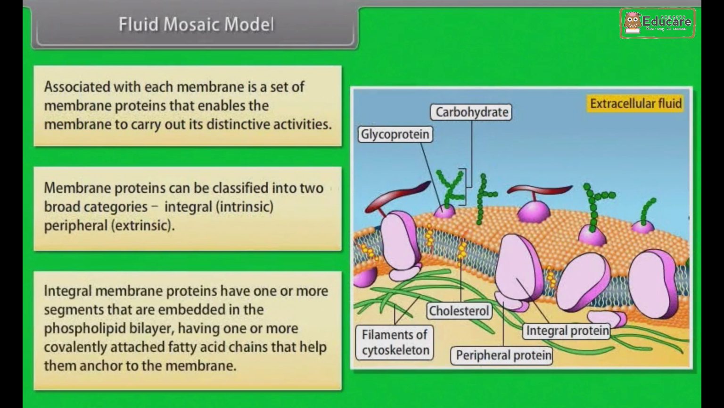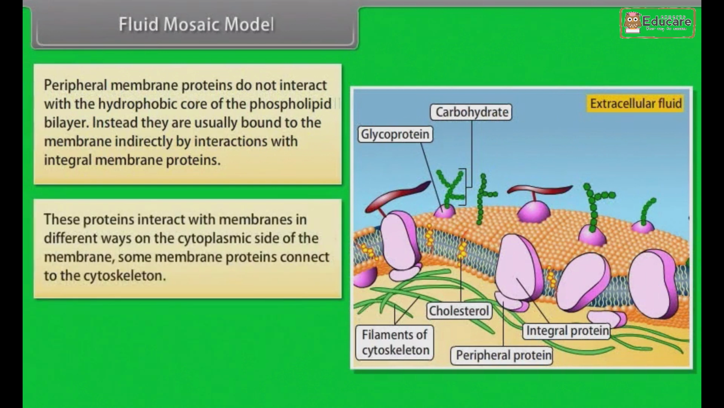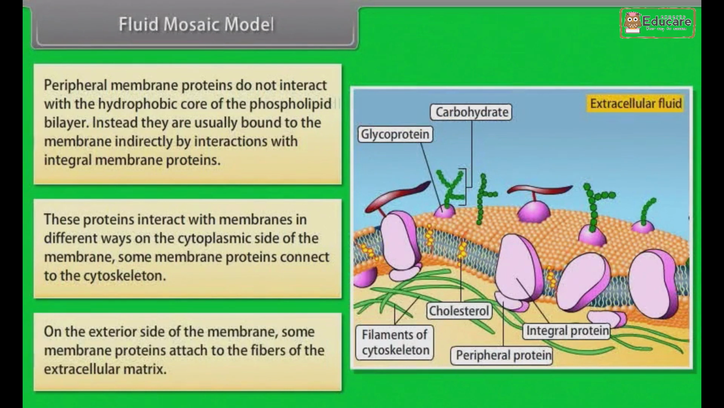Integral membrane proteins have one or more segments that are embedded in phospholipid bilayer, having one or more covalently attached fatty acid chains that help them anchor to the membrane. Peripheral membrane proteins do not interact with the hydrophobic core of the phospholipid bilayer. Instead, they are usually bound to the membrane indirectly by interactions with integral membrane proteins. These proteins interact with membranes in different ways on the cytoplasmic side of the membrane. Some membrane proteins connect to the cytoskeleton. On the exterior side of the membrane, some membrane proteins attach to the fibers of the extracellular matrix.